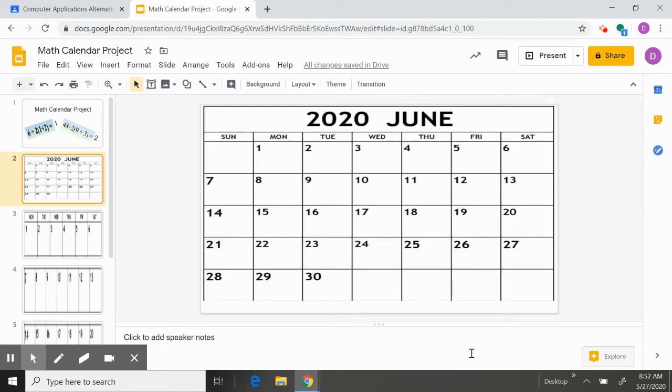But we all know what a calendar looks like. So since it is June 2020, here's a June 2020 calendar. So let me show you what it is that you're going to do. You're going to be creating a math problem for each day of this month.